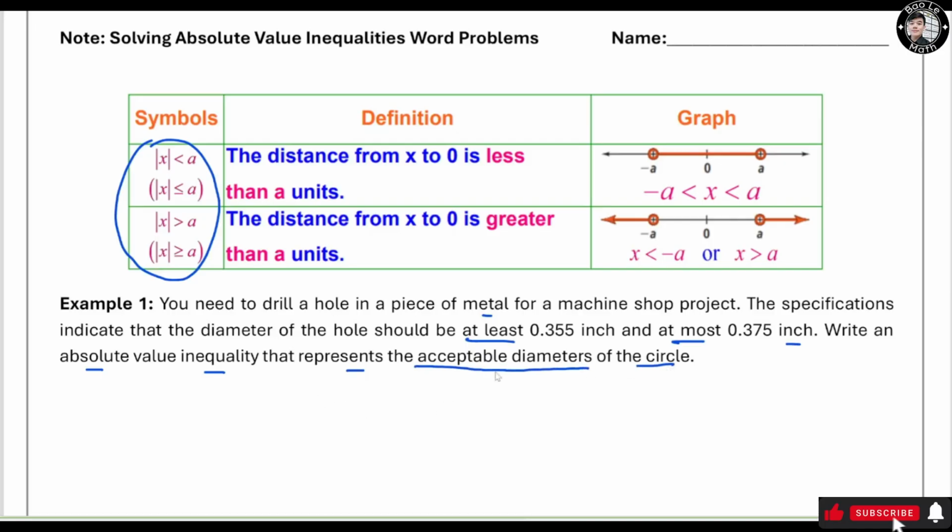Alright, so I'm gonna call the diameter D, right? You know that at least means greater than or equal to 0.355, and at most means less than or equal to 0.375, right? Now, this one is the compound inequality. This is not the answer. The answer should be an absolute value inequality, right?